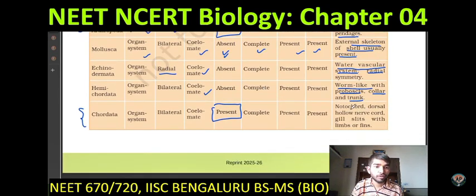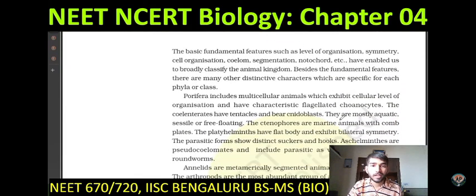Chordates have everything developed. Notochord, dorsal hollow nerve cord, single nerve cord, and gill slits with limbs or fins. So that is all that we have to study for the animal kingdom. I've also revised everything for you. So let's go through the summary quickly.